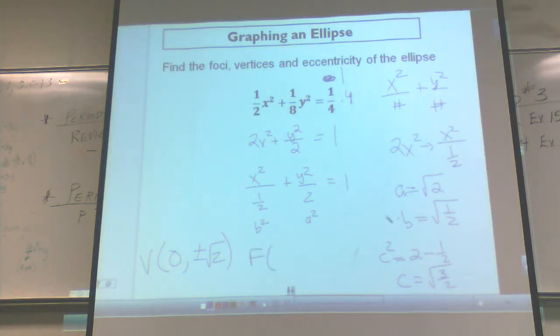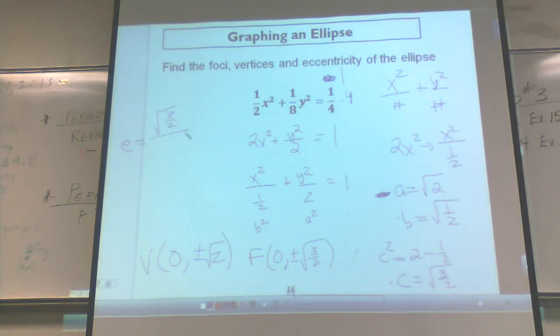Because the vertices come from the major axis number, which is the A. The two focus points come from the C. So again, it's on the y-axis, so that's why I'm going to put that number as plus or minus. And then for this part, it's C over A.